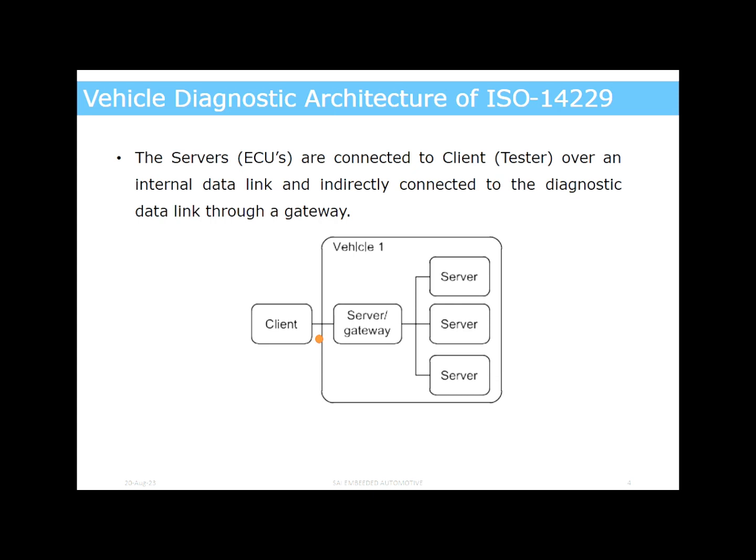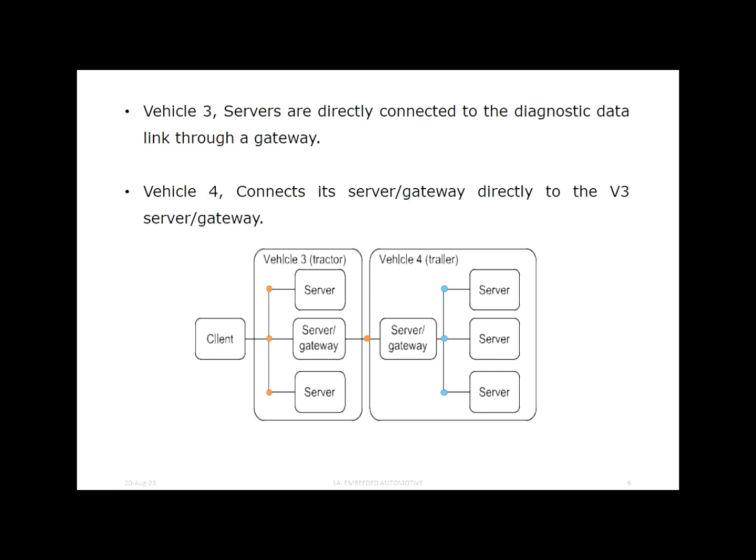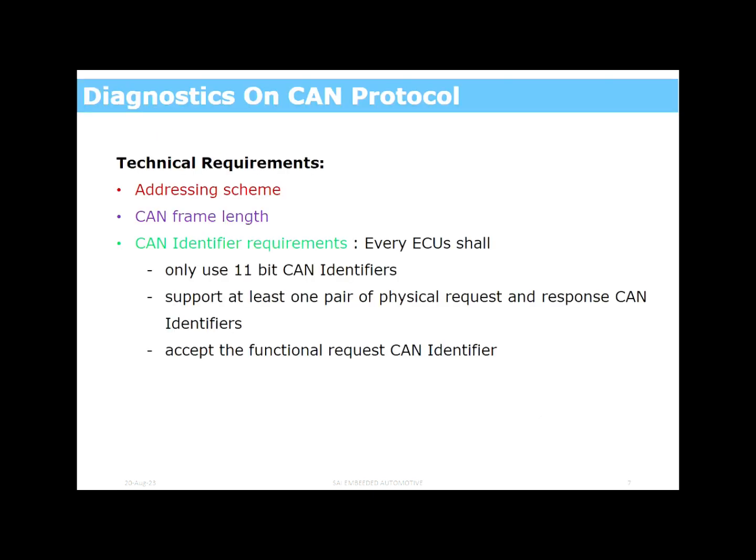So what is the architecture of ISO 14229? If we see, the server ECUs are connected to the client tester over an internal data link and directly connected to the diagnostic data link through the gateway ECU. If you see the figure, client and server. Who is the client? Client is a tester. Server is an ECU. So the server is directly connected to the diagnostic data link, and here we have types of vehicles, vehicle 1, vehicle 2 and vehicle 3. So these will be connected as per the architecture.